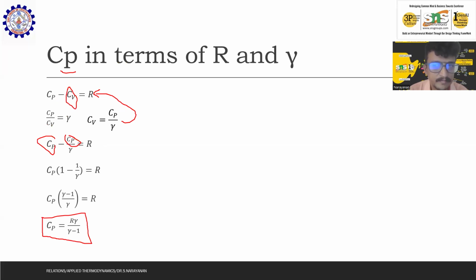So we can solve problems when we know only Cp and R or only Cv and R. We can derive the other two terms if we know two terms out of these four. If you know Cp and Cv, you can derive R and gamma. If you know Cp and R, you can derive Cv and gamma, and so on.